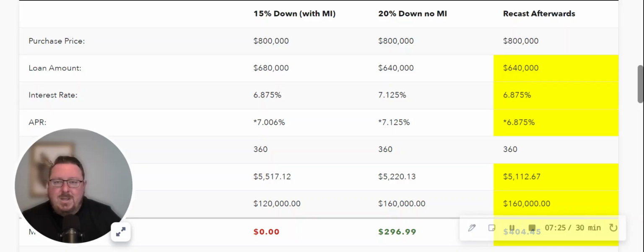It doesn't really work for jumbo. FHA, you're still going to have mortgage insurance regardless of how much you put down or not. So what I would say is stick with the conventional loan in this particular scenario, and you can use this hack for you.